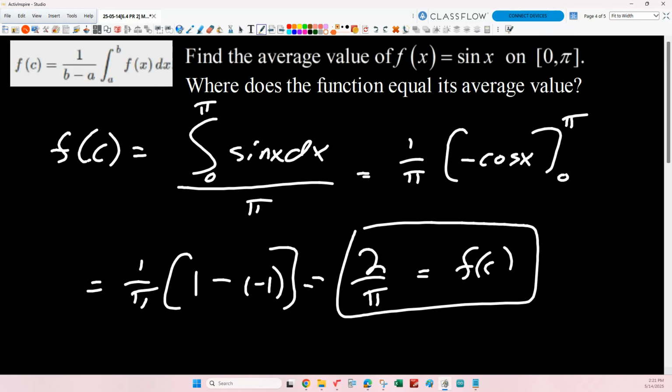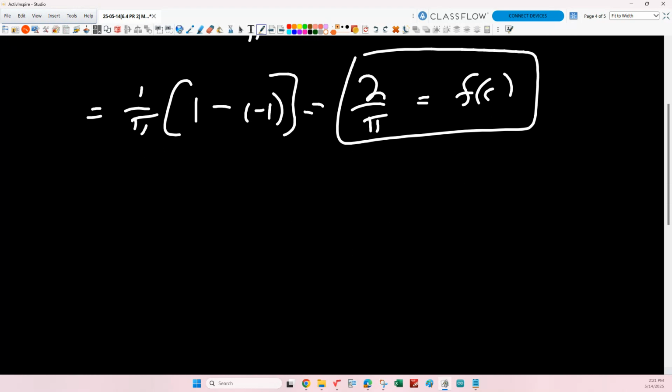Okay, do they want us to find where the function equals its average value? Yeah, just set sine x equal to 2 over pi. Now, how in the world are we going to do that? Honestly, what would we do to find the numerical value of that? How do you solve for x there? Arc sine. Right. So x equals arc sine of 2 over pi, right? Okay, makes sense? Now, see how well you guys remember this.